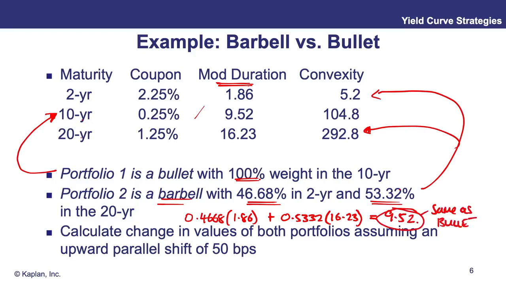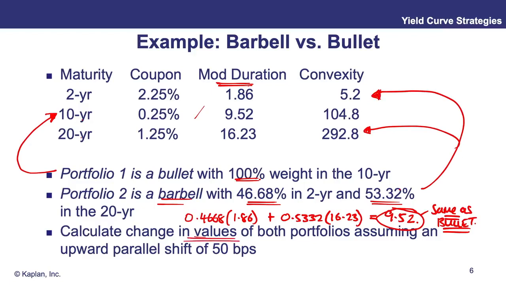So the idea is we're making these portfolios the same from a duration perspective, and then we're thinking about how they're likely to perform given a parallel shift in the yield curve. Now, let's think. If durations are the same, we'd expect from a duration perspective a parallel shift to lead to the same changes in price.